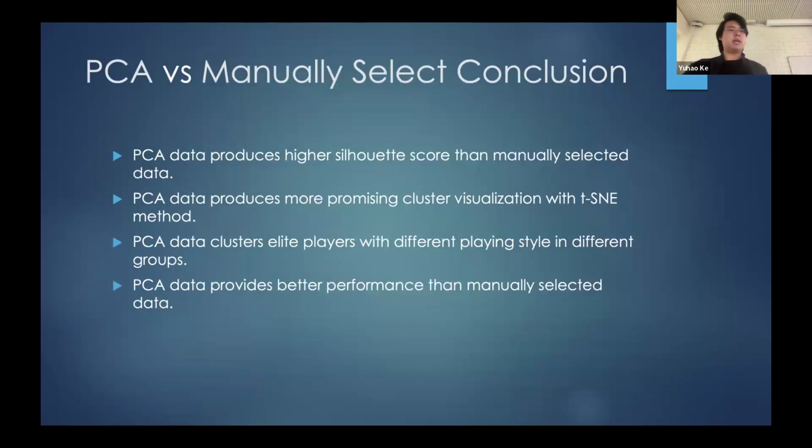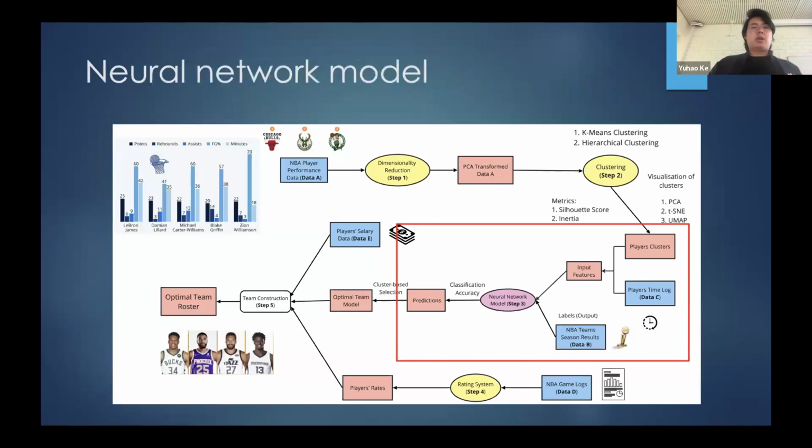And here is the conclusion for the PCA and the manually selected data. Here we move forward to the neural network model. And here is the input. The input of the neural network model is made from the player clusters and the player time slot. The player time slot means how much time each player plays overall for the season. And the output of the neural network is the NBA team seasonal results. A team for a season is considered successful if they win the first round of the playoffs. This value is 1 if they win the first round, and 0 if they do not.